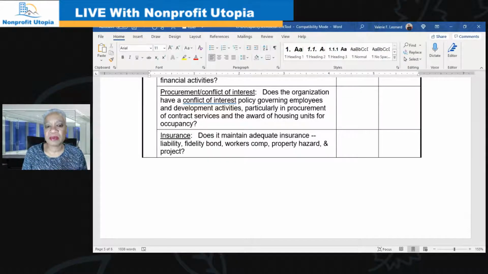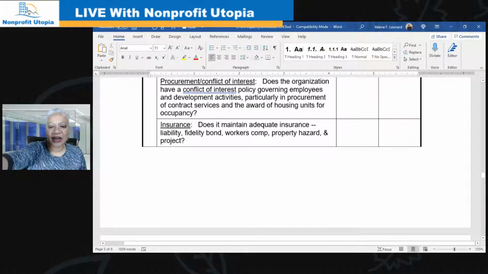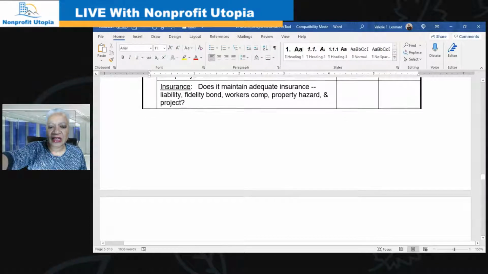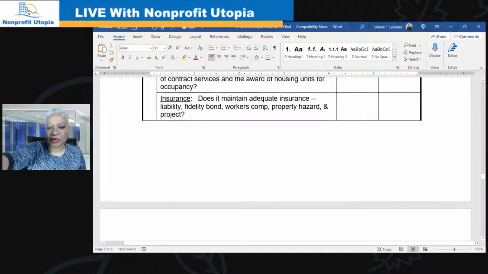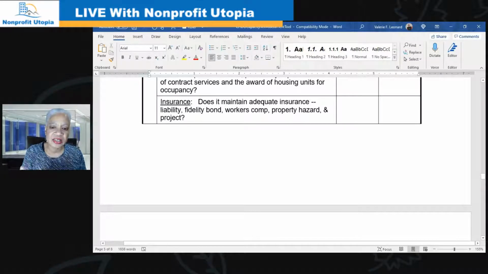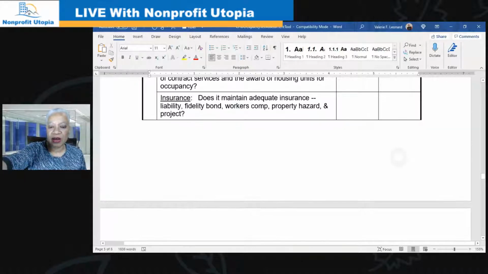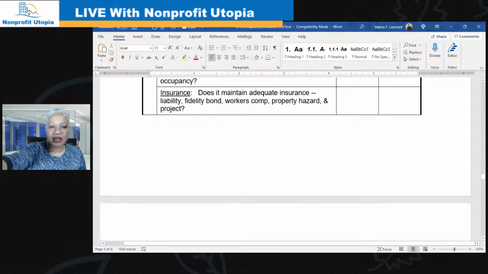This is applicable for housing, but you can also modify this to fit your own organization's situation, because not every organization is dealing with housing. Do you have adequate insurance: liability, fidelity bond, workers' comp, property and hazard, and project insurance? And again, that is typically for housing developers. If you're not in housing, you definitely need liability insurance. You should also have directors and officers insurance.